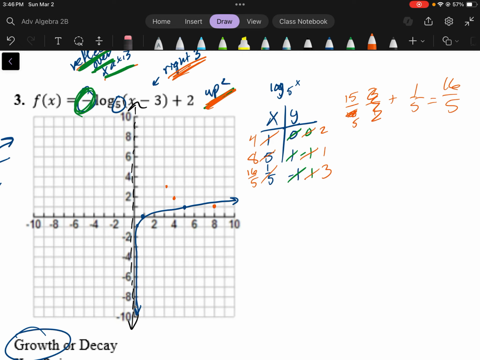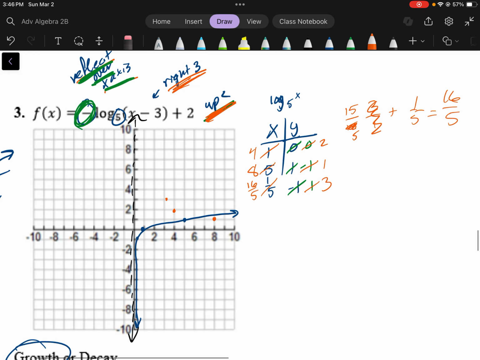And then we need to think about where our vertical asymptote would be. Well, I pushed this whole graph to the right 3 and up 2. Only one of those affects my current vertical asymptote right here, and it's the one that's right 3. So I'm pushing the whole vertical asymptote to the right 3. And so now we're going to be at x equals 3.